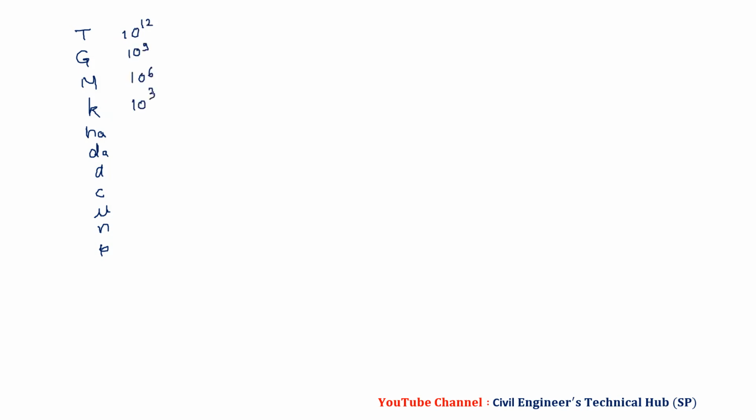Then we have 10 raised to 12, 10 raised to 9, 10 raised to 6, 10 raised to 3, 10 raised to 2, 10 raised to 1, 10 raised to minus 1. We have m, 10 raised to minus 2, 10 raised to minus 3. Mu we have 10 raised to minus 6. And we have 10 raised to minus 9. And p we have 10 raised to minus 12. So you have to keep in mind only one statement.